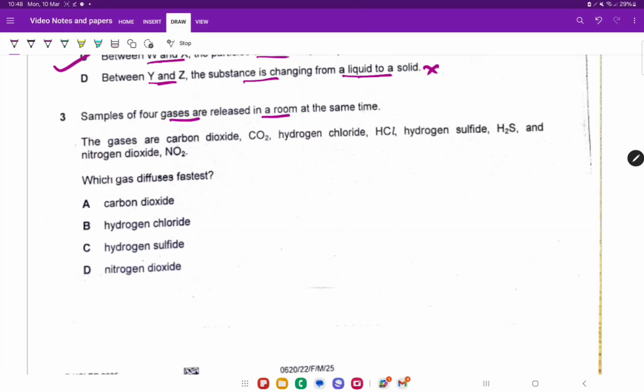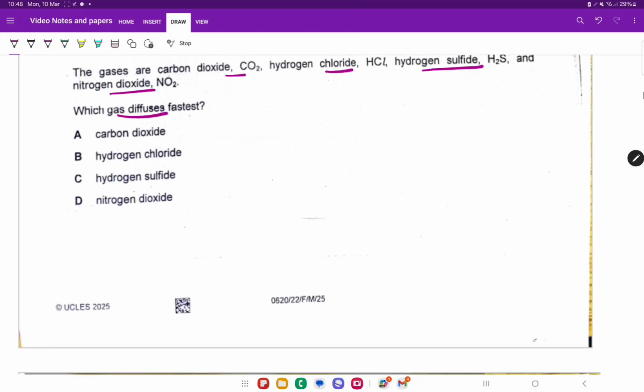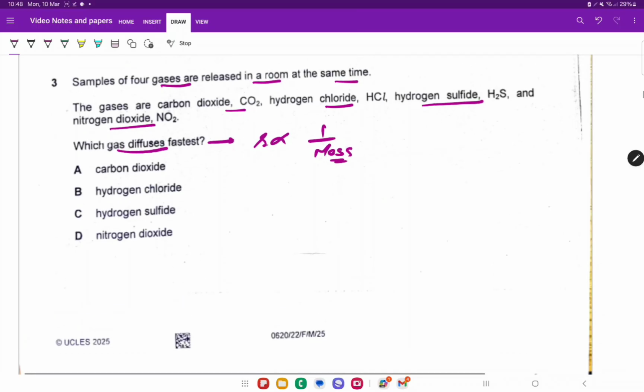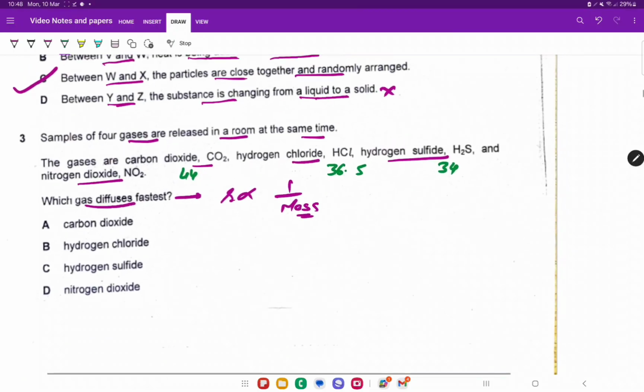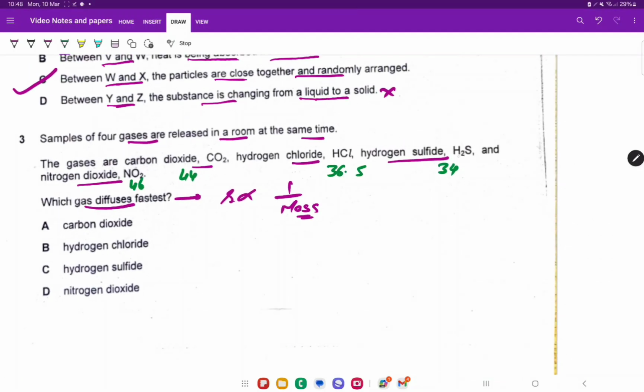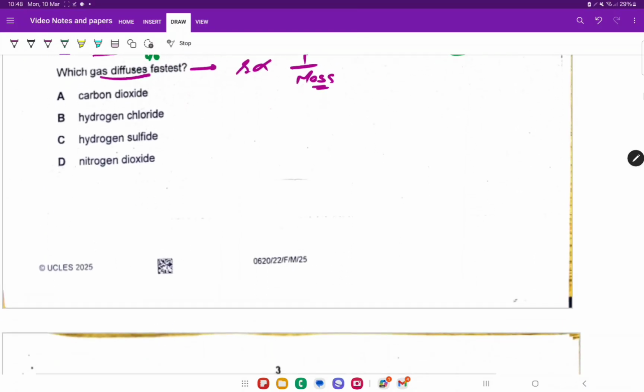Samples of 4 gases are released in a room at the same time. The gases are carbon dioxide, hydrogen chloride, hydrogen sulfide, and nitrogen oxide. Which gas diffuses fastest? The rate of diffusion is inversely proportional to mass. Heavier gases diffuse less. The mass of carbon dioxide is 44, HCl is 36.5, H2S is 32 plus 2, which is 34, and nitrogen oxide is 14 plus 32, which is 46. Which is the lightest? H2S is the lightest. It means H2S will diffuse fastest.